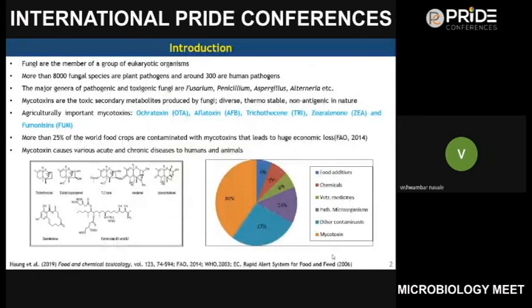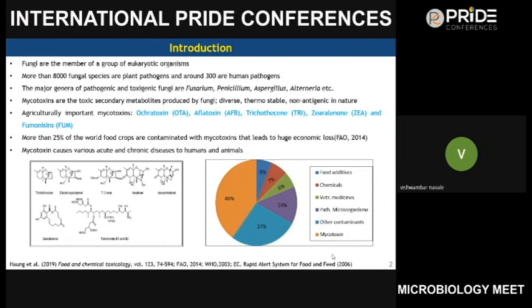As you all know, these fungi are members of the eukaryotic groups, and about 8,000 fungal species are known as plant pathogens, and near about 300 are human pathogens. The major pathogenic and toxigenic fungi are particularly Fusarium, Penicillium, Aspergillus, and Alternaria. These are the major genera which act as pathogenic as well as toxigenic, and they produce diverse types of mycotoxins. These mycotoxins are nothing but secondary metabolites produced by these fungi, and they have a diverse structure. They are thermostable and non-antigenic in nature.